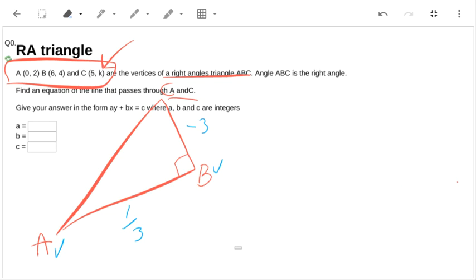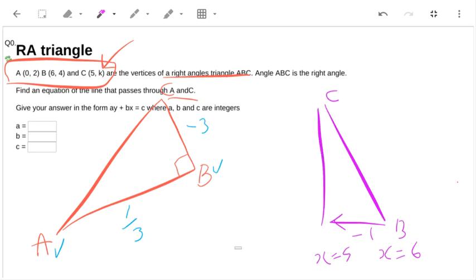Now, what's going on here? So now I can figure out what that missing point is, because I've got B here and C here, and I'm going back from x equals 6 to x equals 5. So that's -1 along the x. And that means, because of the gradient being -3, I'm going to go up by 3. And if you check it, the change in y over the change in x is -3. So I'm going up by 3.